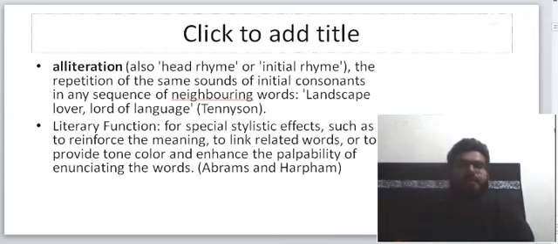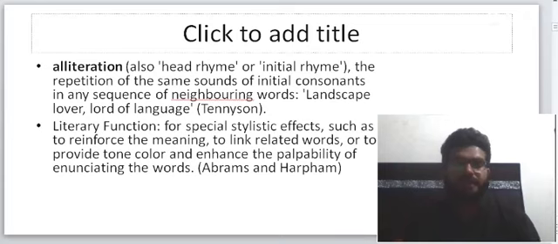For instance, look at this example: landscape lover, lord of language. Landscape lover, lord of language. So, this consonant sound, l sound, is recurring at the start of these four words: landscape lover, lord of language. So, Tennyson, an English poet, has used this alliteration device in his line.